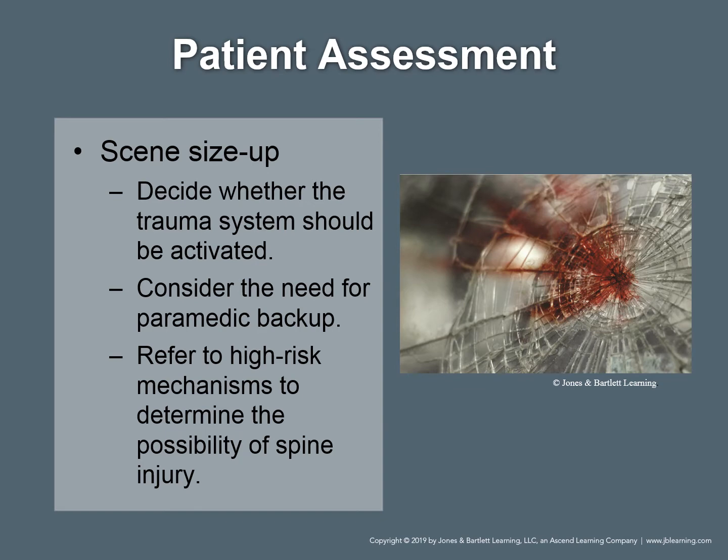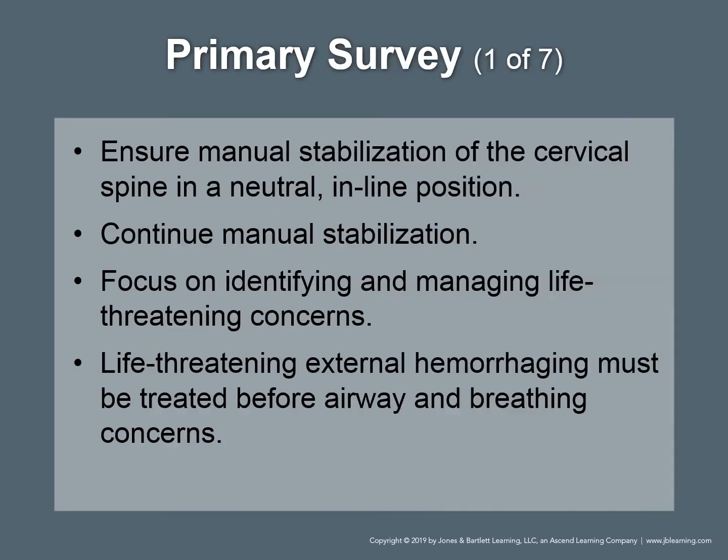things. And look at your mechanisms of injury, and this is where you need to be familiar with those high risk mechanisms that we talked about in chapter one. Does your patient meet the criteria to be a critical trauma patient based upon mechanism of injury? And also, do we need to do full spinal immobilization based on that mechanism of injury?